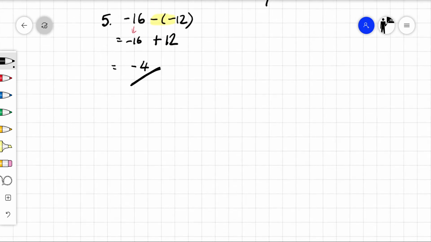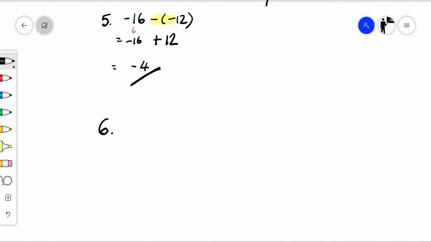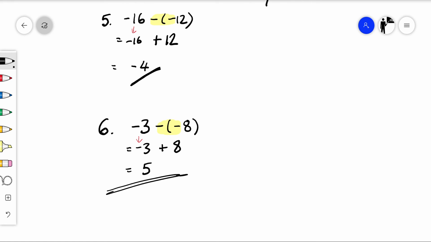Okay, one final one. Example 6. Negative 3 subtract negative 8. Subtracting a negative behaves like addition. This behaves like adding 8. This negative 3 we bring down. This is going to be negative 3 add 8. I'm starting at negative 3. I'm going to move up 8. That's going to leave me at 5.